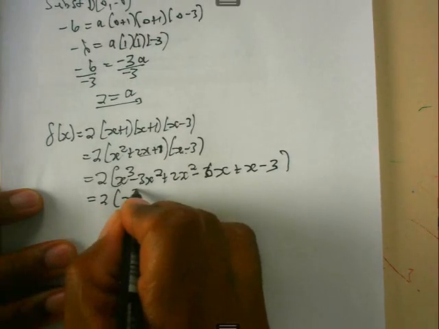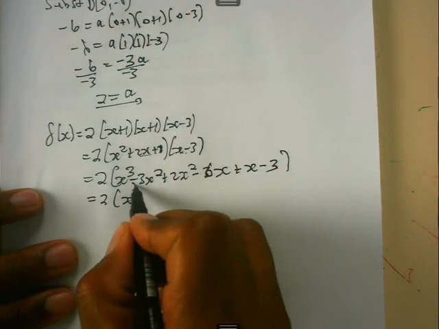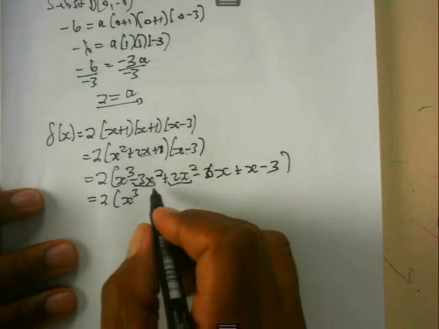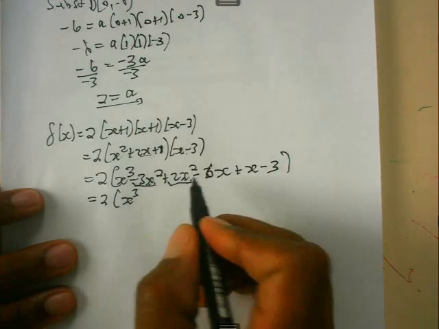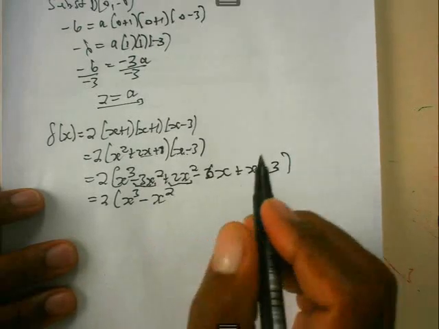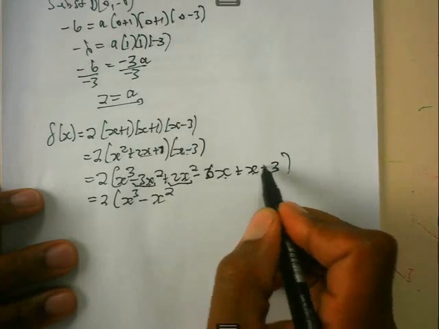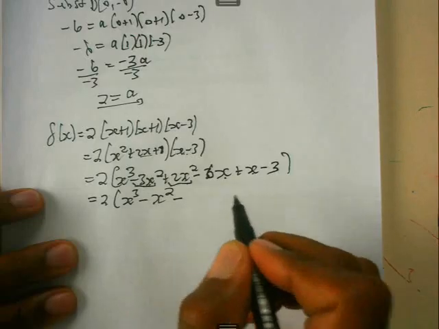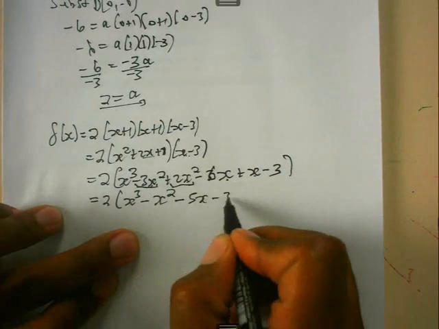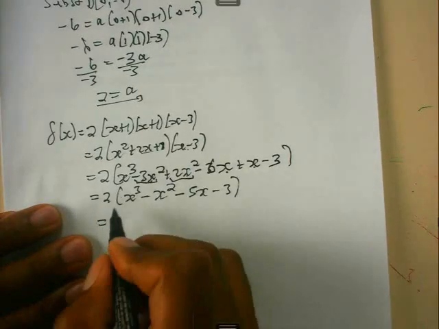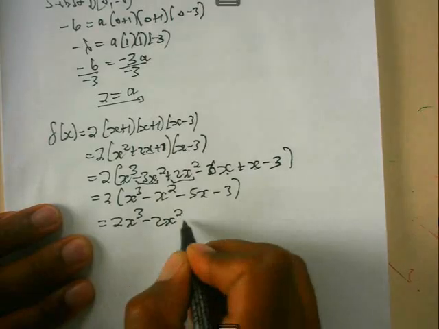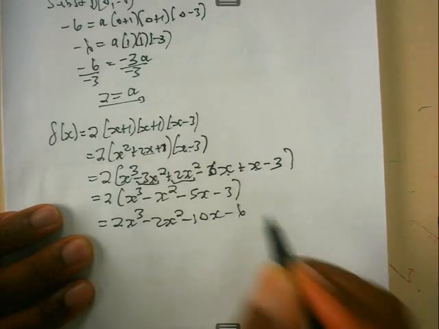We have x to the power of 3. Like terms, minus 3x squared plus 2x squared. These are the like terms because same base and same exponent. Then you're going to have minus x squared here. And also same base, same exponent. Therefore, this one will be minus 5x. Of course, minus 3 here. Then I multiply by 2. That will be 2x to the power of 3 minus 2x squared minus 10x minus 6.